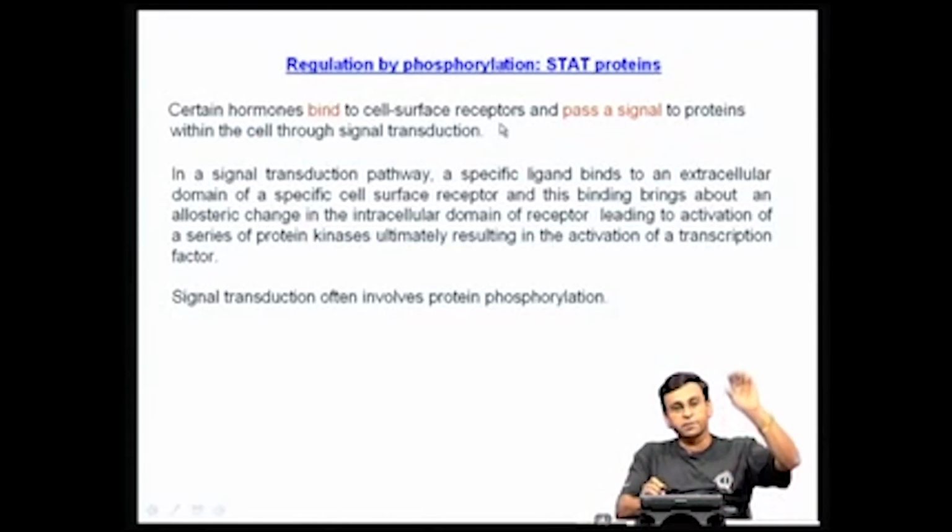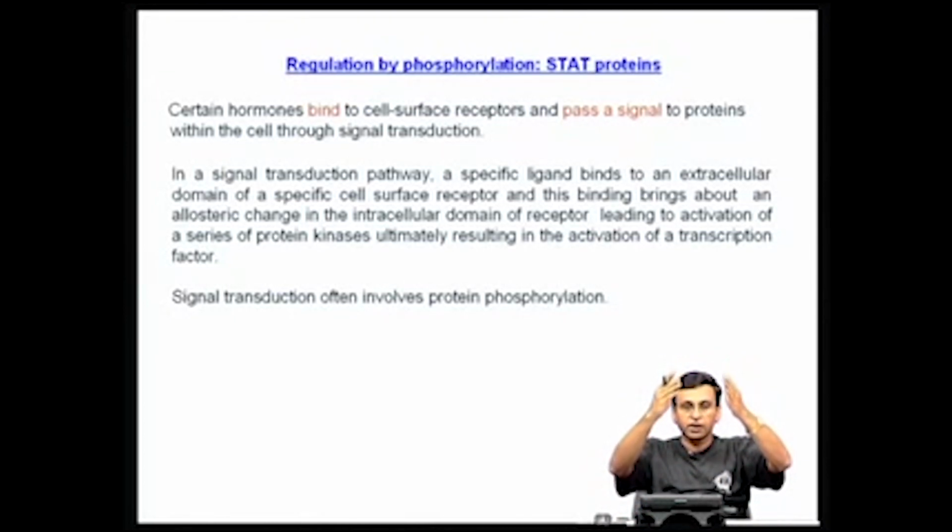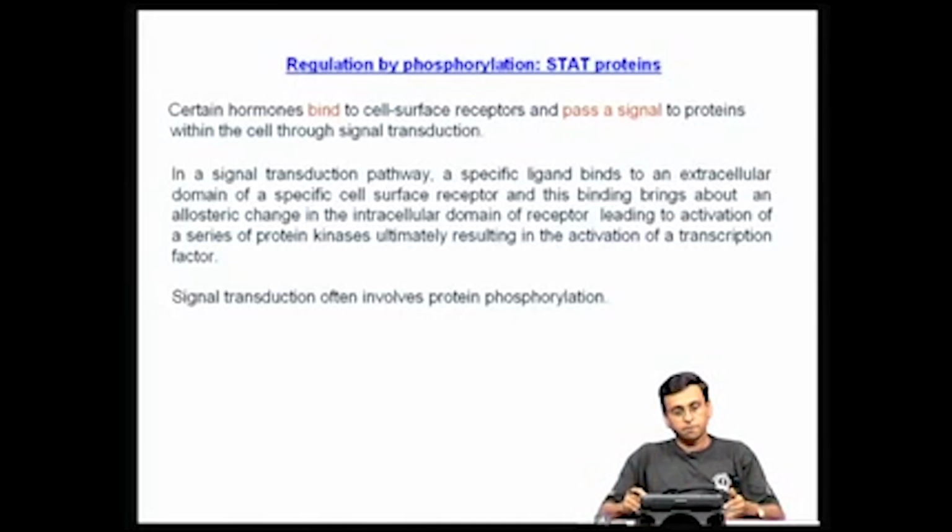For example, if you take epidermal growth factor, it goes and binds to a surface receptor called epidermal growth factor receptor, and when these polypeptide hormones bind to this cell surface receptor, it results in what is called initiation of a signal transduction cascade. Now what do you mean by signal transduction cascade?